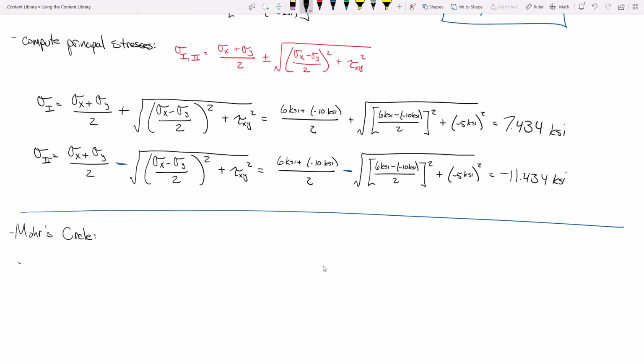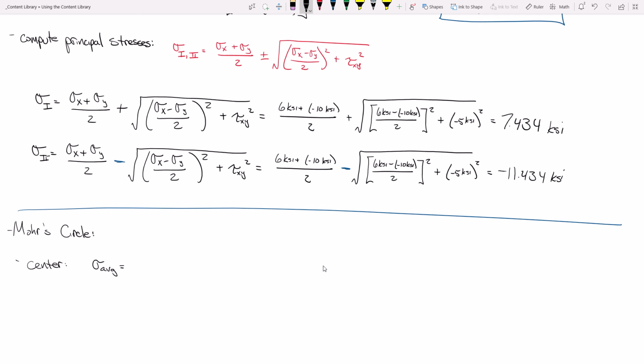Okay? So the first thing we plot, or we compute, is the center. And the center is sigma average, which is sigma x plus sigma y over 2, right? This is some really cool stuff to see here, by the way. So 6 KSI plus minus 10 KSI over 2. What do we get for this? Yes. So that is the average of your normal stresses. And the average of your normal stresses is -2.